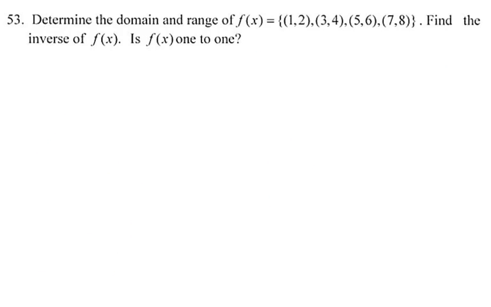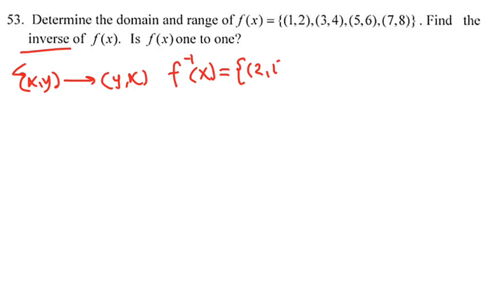Alright, so now the next question is this: determine the domain and range of the given function, and then find the inverse of f of x. Now, to find the inverse, which we're going to do first, xy becomes yx. So all we have to do is switch the x and y values. Instead of having 1, 2, our new value will be 2, 1. That will be the inverse. And 3, 4 becomes 4, 3, and so forth and so on. Simply switch the numbers.